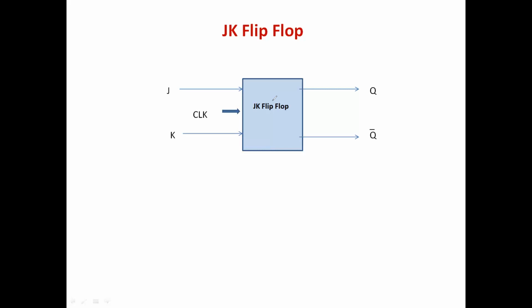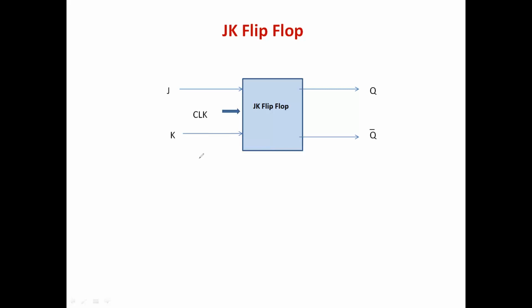So depending upon the value of S and R, we can have three combinations of inputs in SR flip-flop. But we have one drawback in SR flip-flop: if S is equal to 1 and R is equal to 1, we cannot use those inputs. Why? Because Q and Q bar will have the same value. In order to overcome that condition, we go for another flip-flop called JK flip-flop.